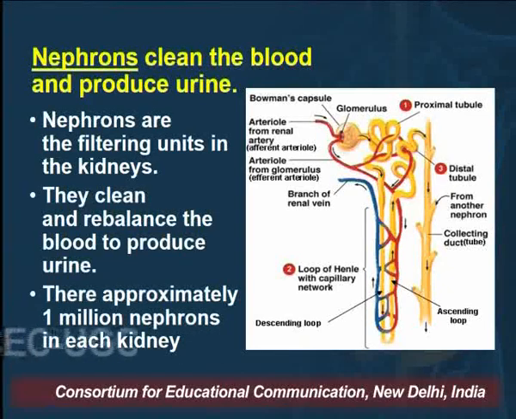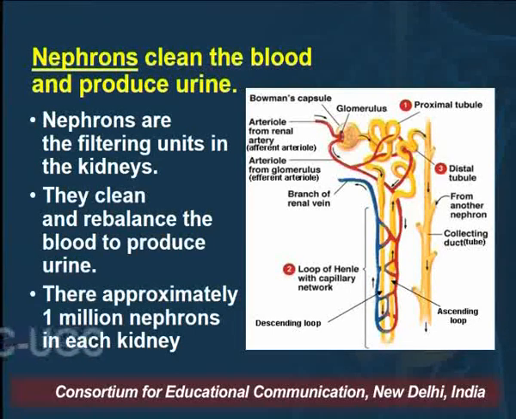In this diagram you can see the glomerulus capsule, the Bowman's capsule. The glomerulus capsule has a bunch of arterioles. Then you can see the loop of Henle. They all have different functions, and then there is a proximal tubule. Then the last one, which is very important, is the distal tubule.